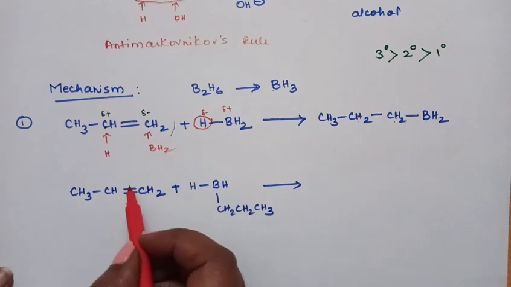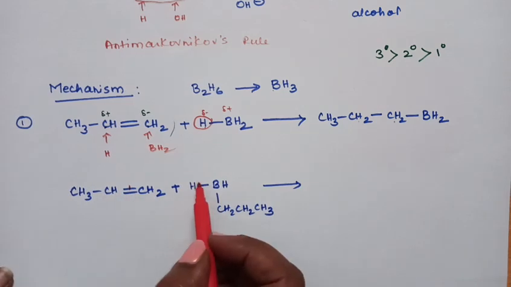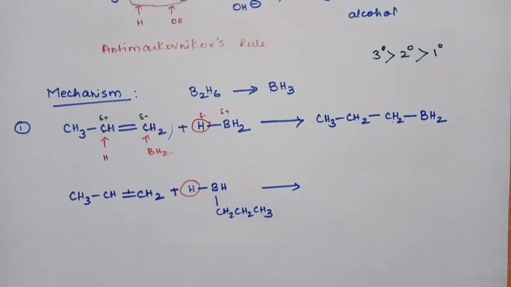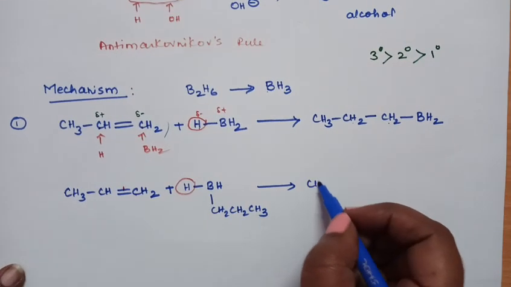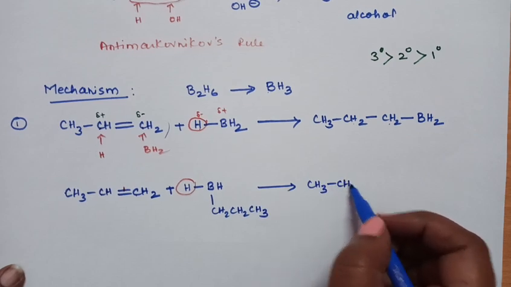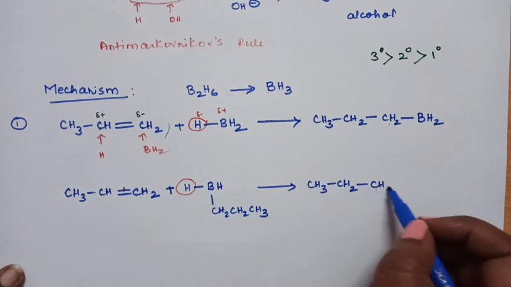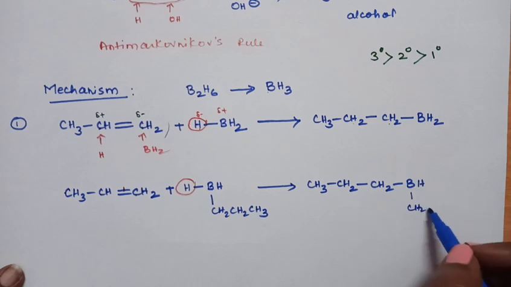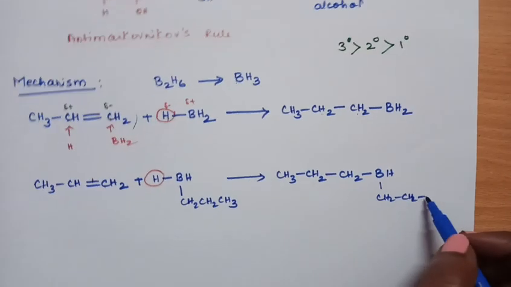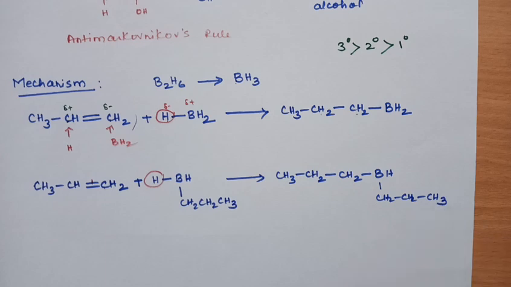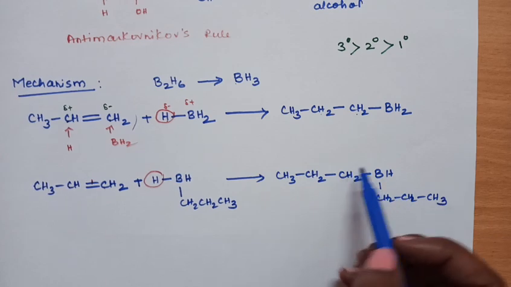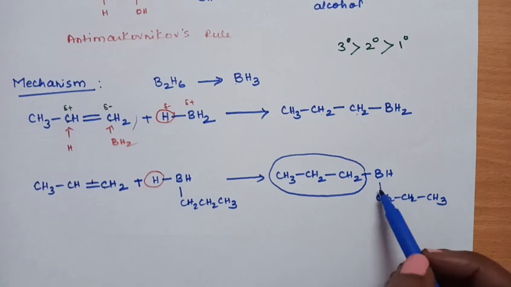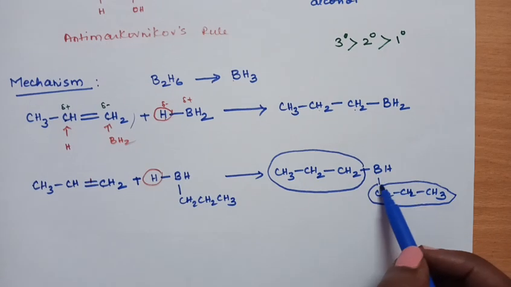So now what happens is, again break the double bond. To this carbon add hydrogen, to the other carbon add the remaining group. So it will be CH3, CH2, single bond CH2, BH, CH2, CH2, CH3. So students, what is happening here? To boron you can see CH2, CH2, CH3 is attached, CH2, CH2, CH3 is attached.